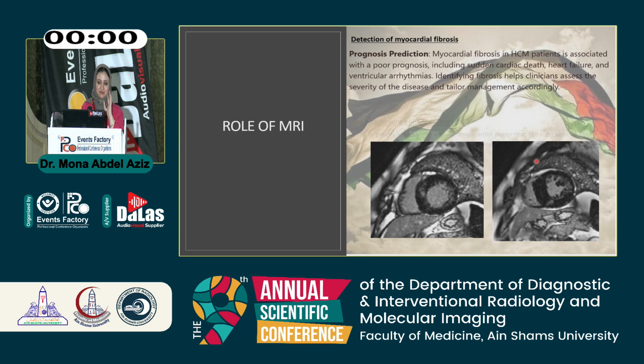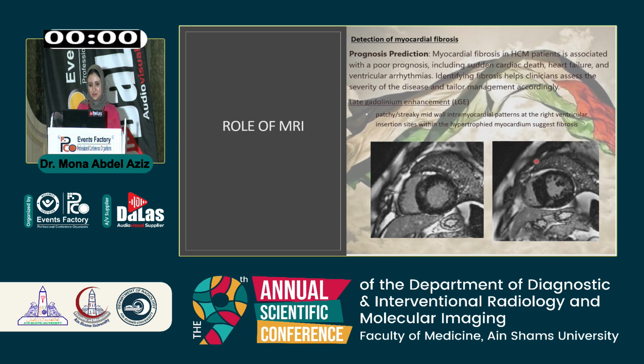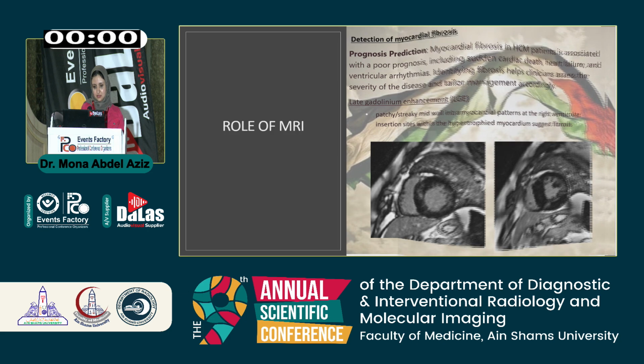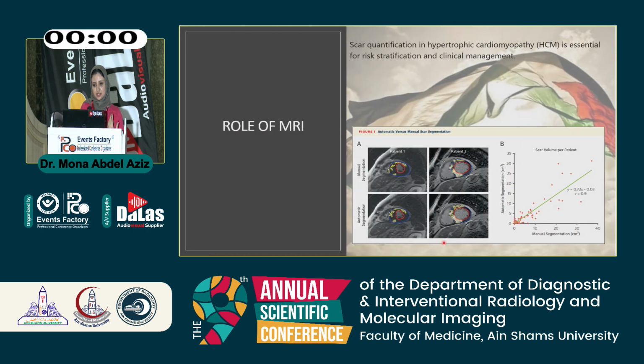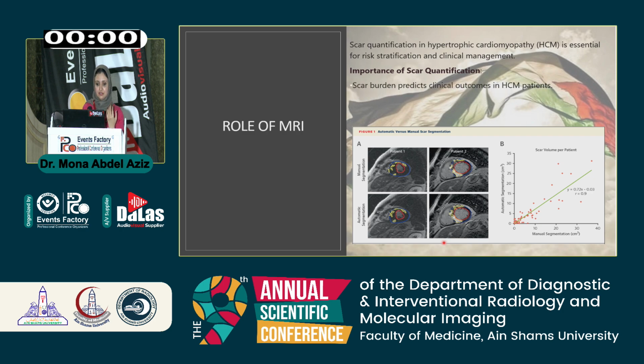Also, the important point is the detection of myocardial fibrosis by late gadolinium enhancement. The typical pattern for HCM is the mid-myocardial streaky or patchy mid-wall enhancement and along the ventricular insertion sites. It helps to do the scar quantification for assessment of the scar burden and for the sake of management of the patient. When the scar burden reaches a certain value, it requires ICD management, not the usual management of HCM patients.